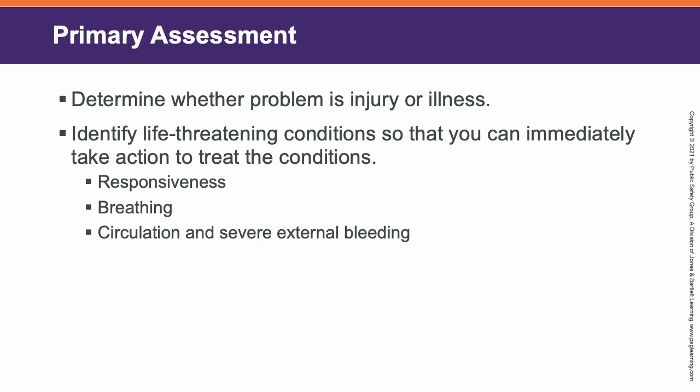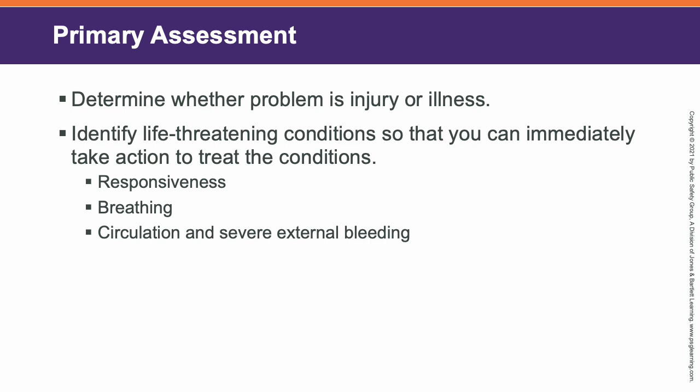Next, we're going to determine whether we're going to perform a primary assessment. So the parts of a primary assessment are these. We need to determine whether the problem is an injury or an illness. Was this an accident, or does this person just suddenly become ill? Okay.